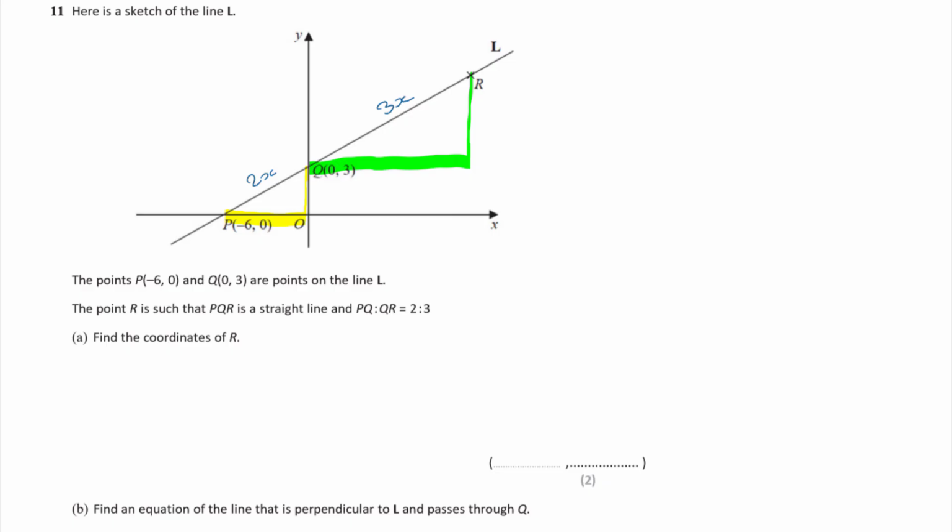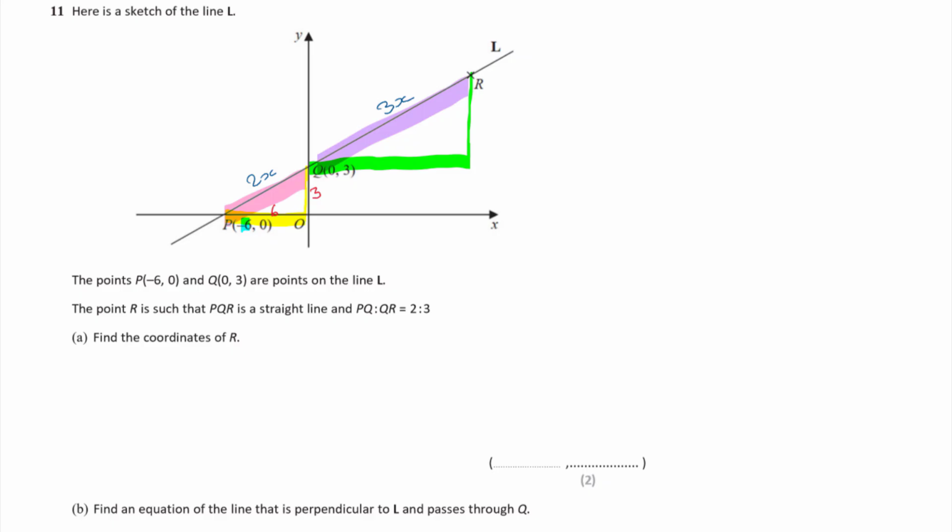So how far is it in the direction of X, and how far is it in the direction of Y from P to Q? If you have a look at the X coordinate of P, we're down here at -6, and then to get to the origin you're going 6 units to the right, so that's 6. And then to go from the origin 0, 0 up to Q, which is 0, 3, we are going 3 units up.